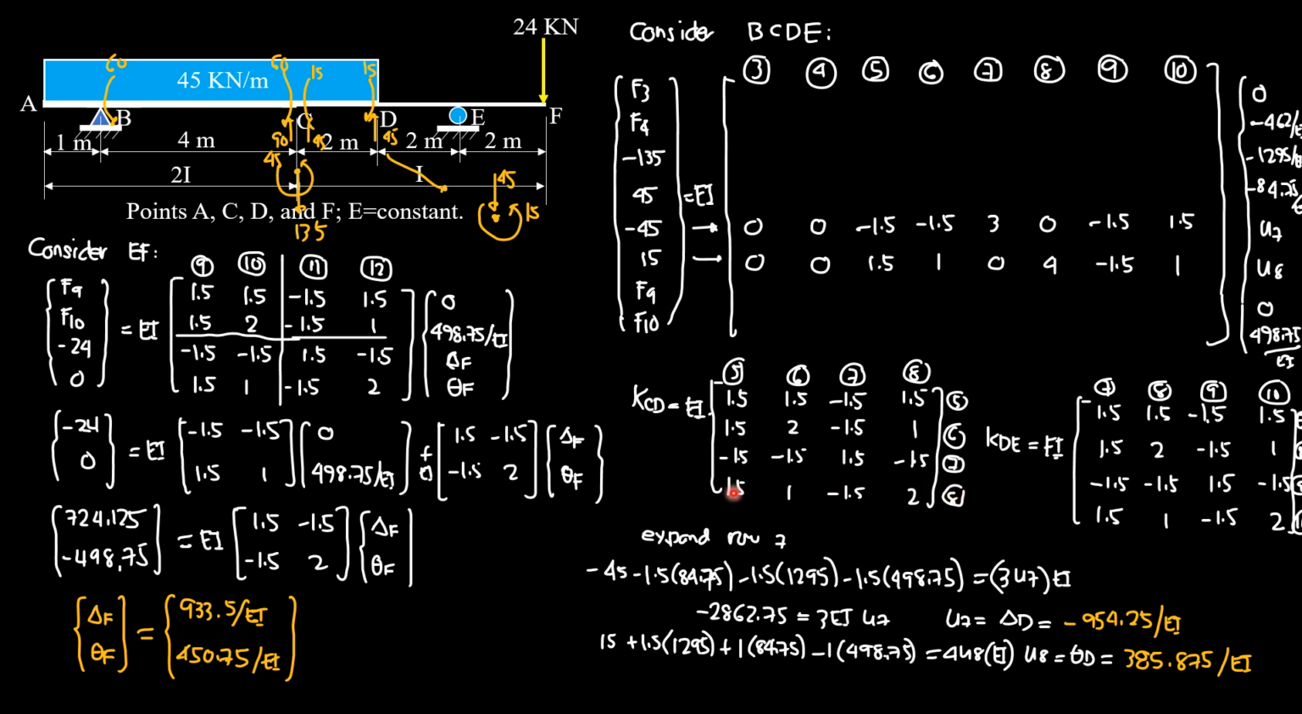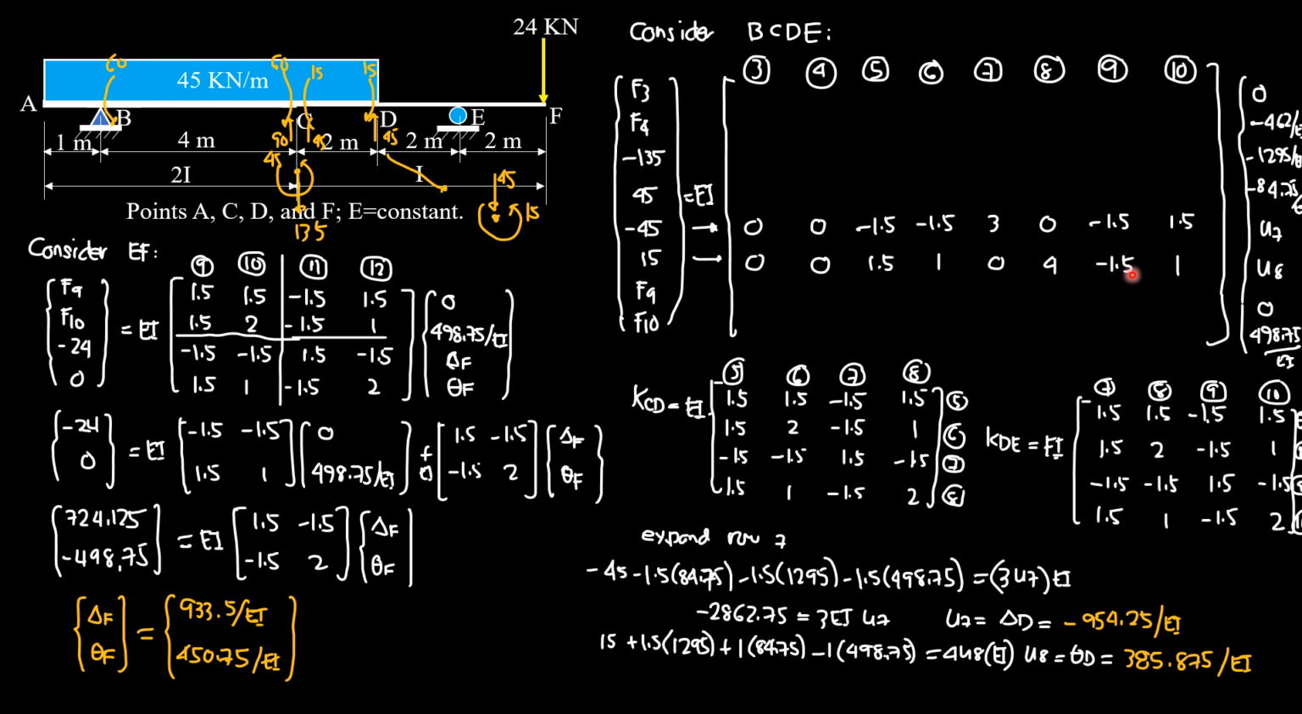8, 5 is 1.5, 8, 6 is 1, so that's why we have 1 there. 8, 7 is negative 1.5 here, while 8, 7 here is positive 1.5, so negative 1.5 plus 1.5 is 0. 8, 8, we have 2 here, and 8, 8, another 2, 2 plus 2 is 4.